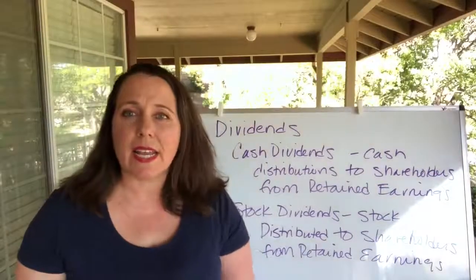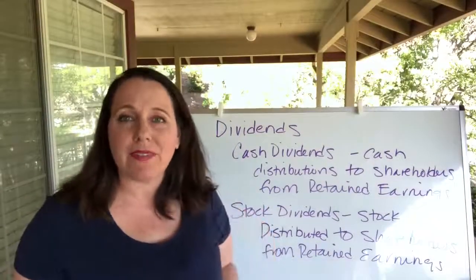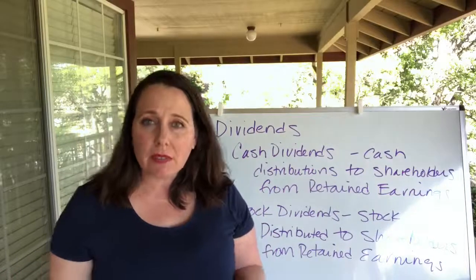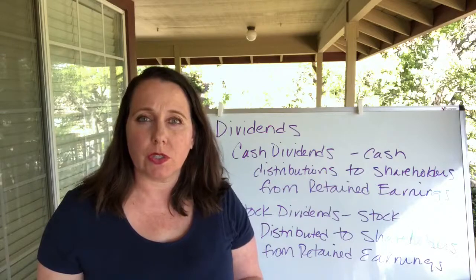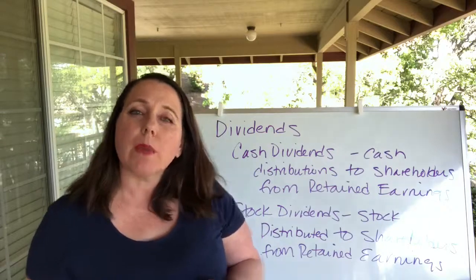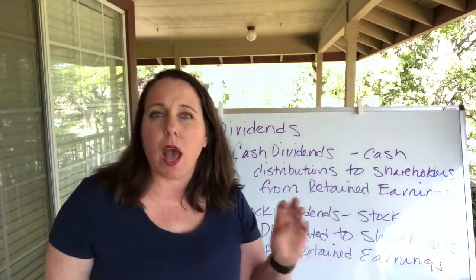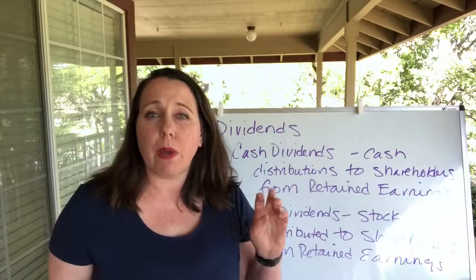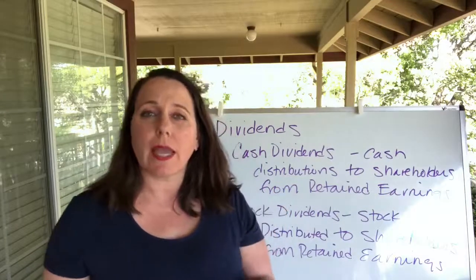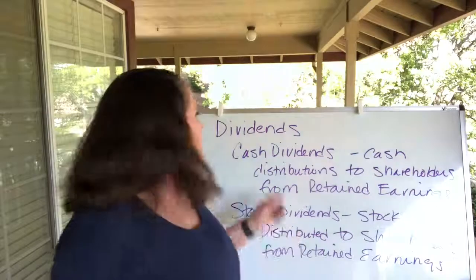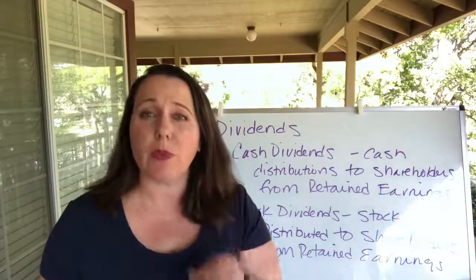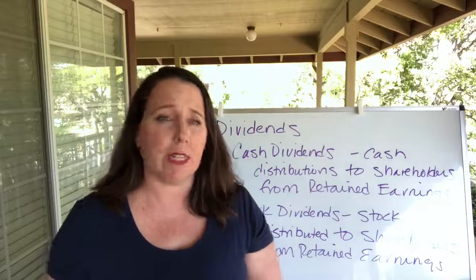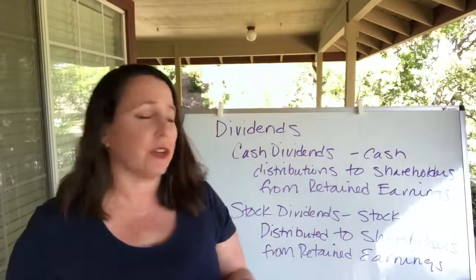All right, next we're going to talk about dividends. Dividends, as you remember, are distributions to our shareholders. So if you remember back in the last unit, people who bought bonds, who loaned us money, got paid interest. The way we pay our shareholders is to give them a dividend. And dividends are always paid from retained earnings. They are a reduction to retained earnings.